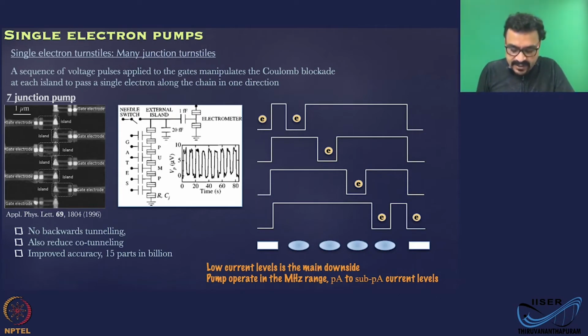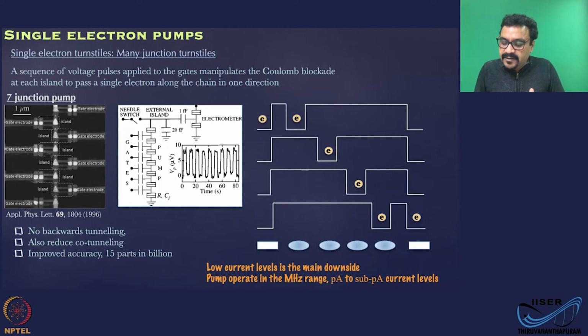Now, having many junctions, what you'll have is no backward tunneling and reduced co-tunneling, and that will increase your accuracy to 15 parts per billion. The idea here is you have many islands. This is just a cartoon. First you make sure that the electron is locked here by one of the gate voltages. Then this is the representation of how the potential landscape changes corresponding to these islands when the electrons move through.